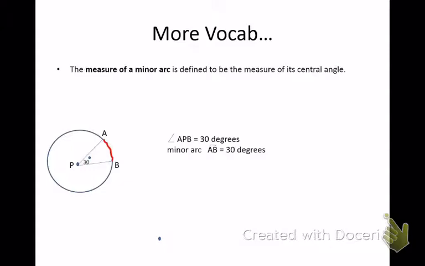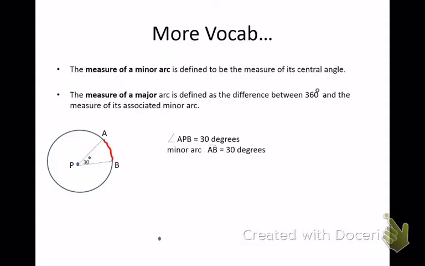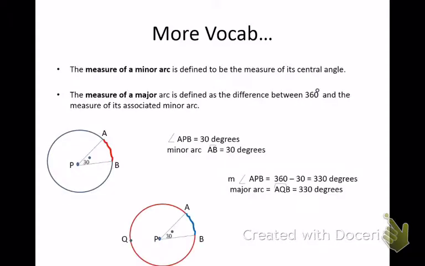Okay? Well, think about it. What's the degree measure of an entire circle? Hopefully you remember that as being 360. Because if the minor arc is 30, then the rest of this guy here, which is your major arc, has to make up the rest of the 360. So how do you find the major arc? You simply subtract the minor arc from 360. So, again, if angle APB is 30 degrees, then its minor arc AB is 30 degrees, and its major arc AQB is going to be 330 degrees. We just subtract 30 from 360.